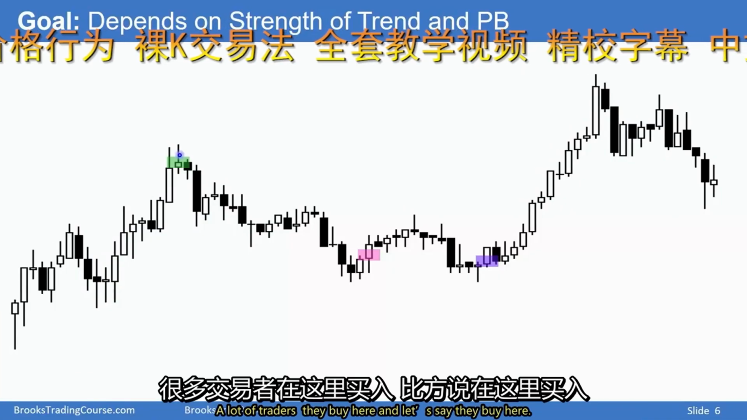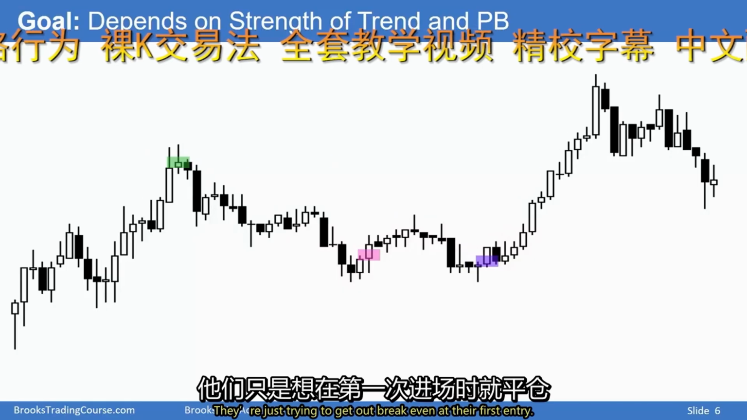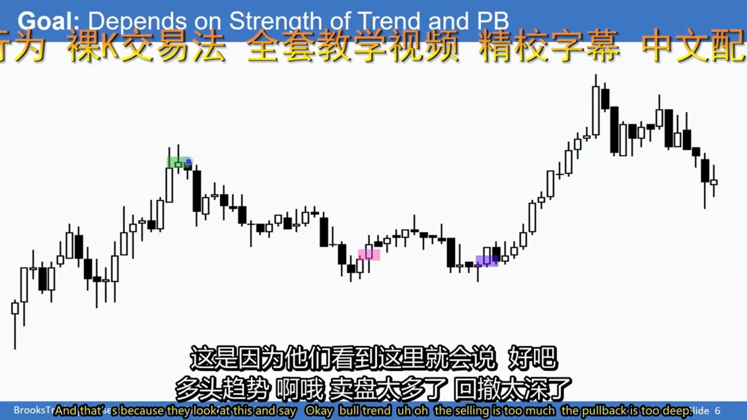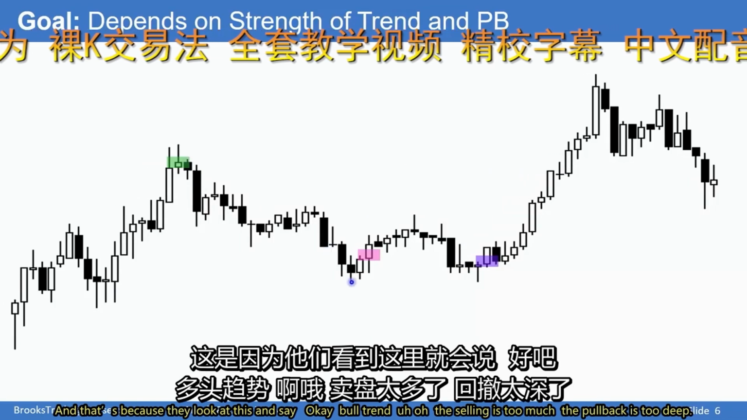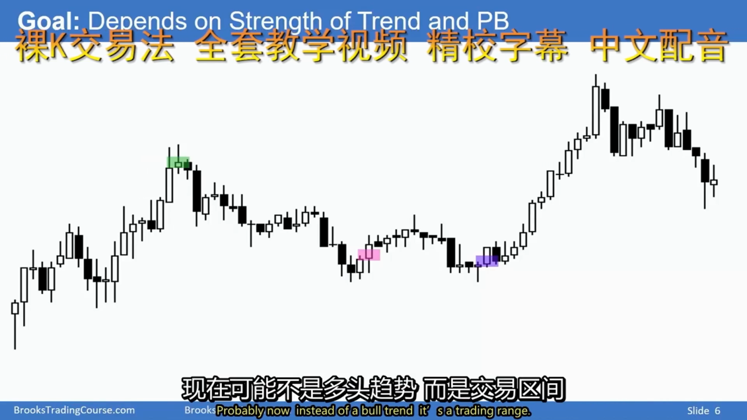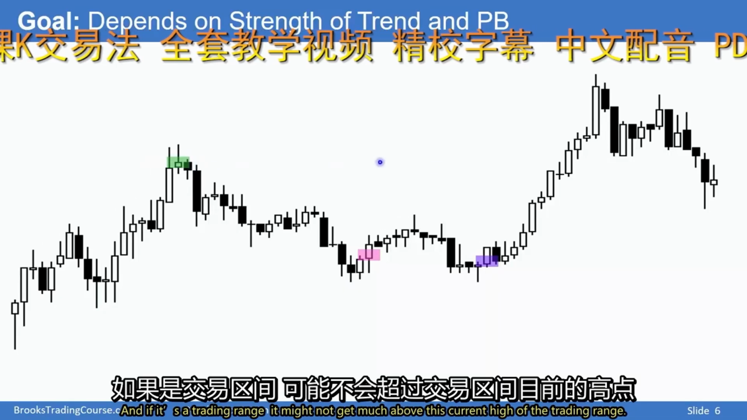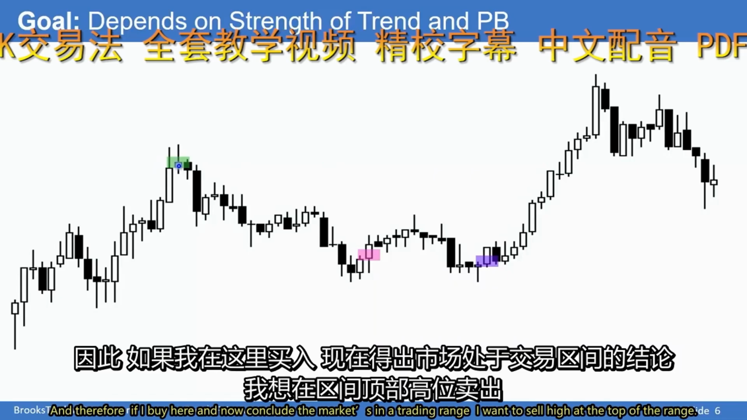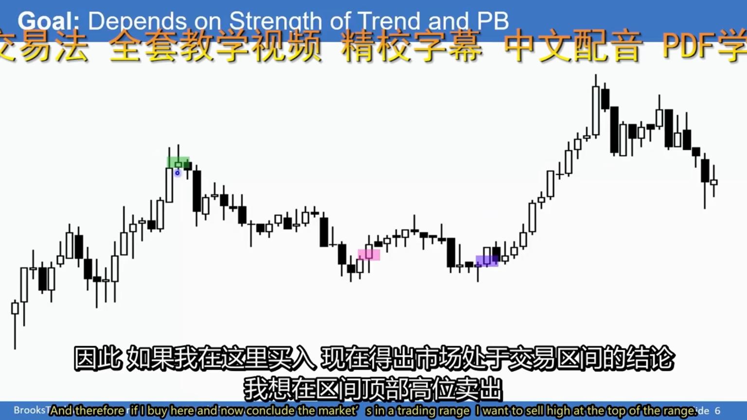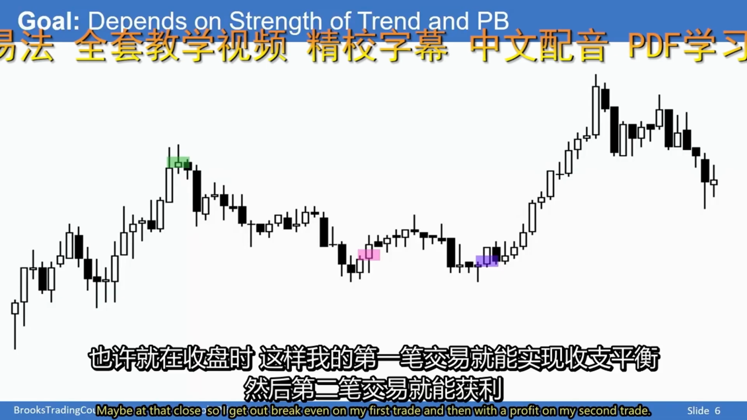A lot of traders, they buy here, and let's say they buy here, they're just trying to get out, break even at their first entry. And that's because they look at this and say, okay, bull trend, the selling is too much, the pullback is too deep, probably now, instead of a bull trend, it's a trading range. And if it's a trading range, it might not get much above this current high of the trading range. And therefore, if I buy here and now conclude the market's in a trading range, I want to sell high at the top of the range, maybe at that close, so I get out, break even on my first trade, and then with a profit on my second trade.